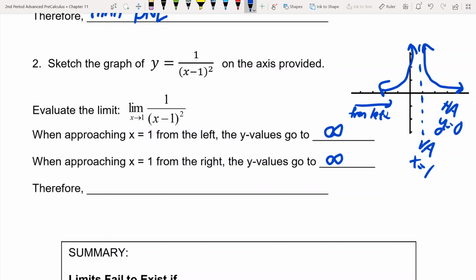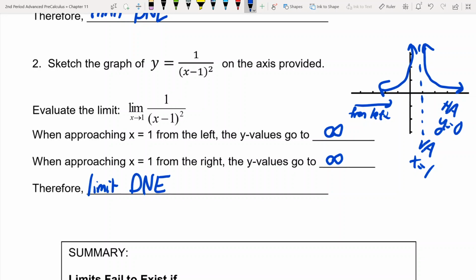So if I were to plug in 1.1, then 1.01, 1.001, 1.000000001. Lots of zeros in there. I'm getting closer and closer to that vertical asymptote, which means my output is going to be some huge number. It's unbounded. It goes to infinity. Therefore, the limit does not exist.